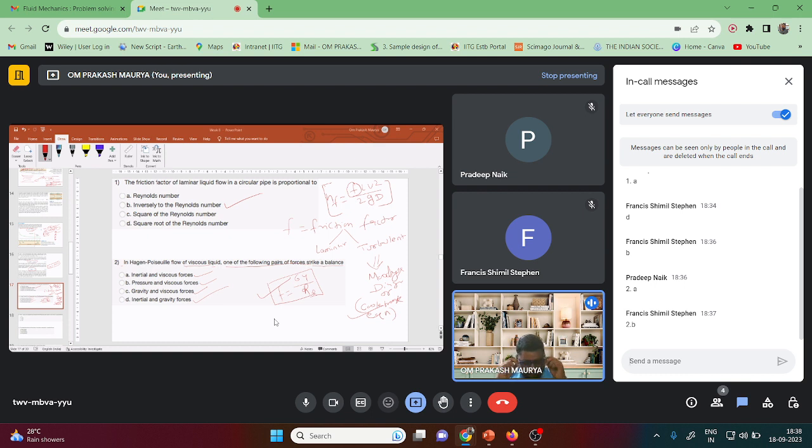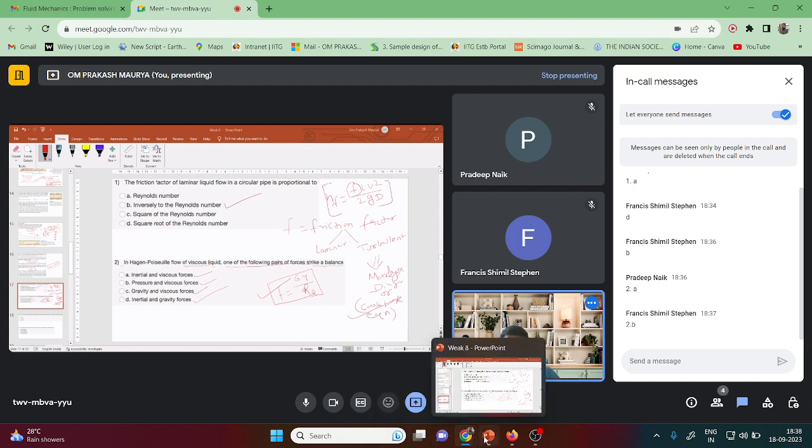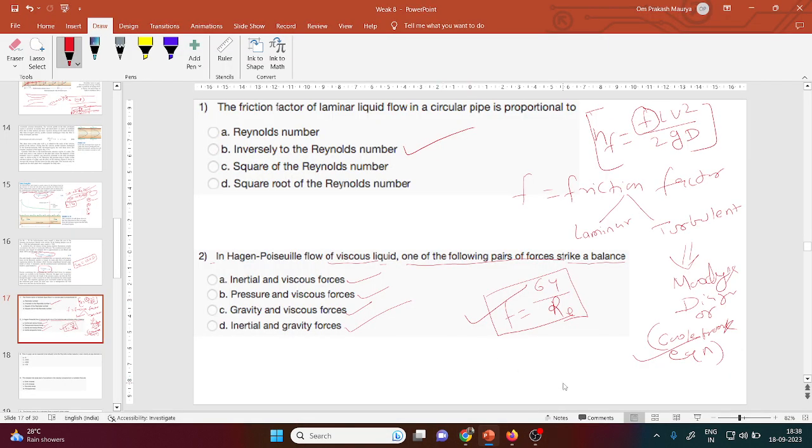So the Poiseuille equation is this. I will write the equation. I had also put some slide about that, but okay, don't worry. For the viscous liquid, which of the following forces strikes the balance? In the Poiseuille law, if you see the equation, what is the equation for the velocity?